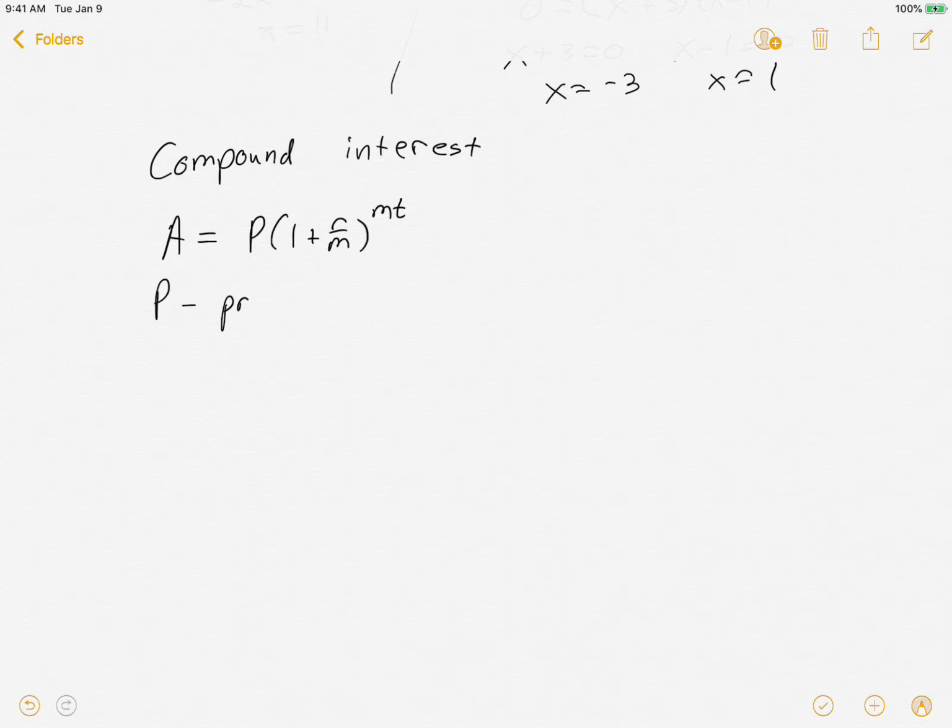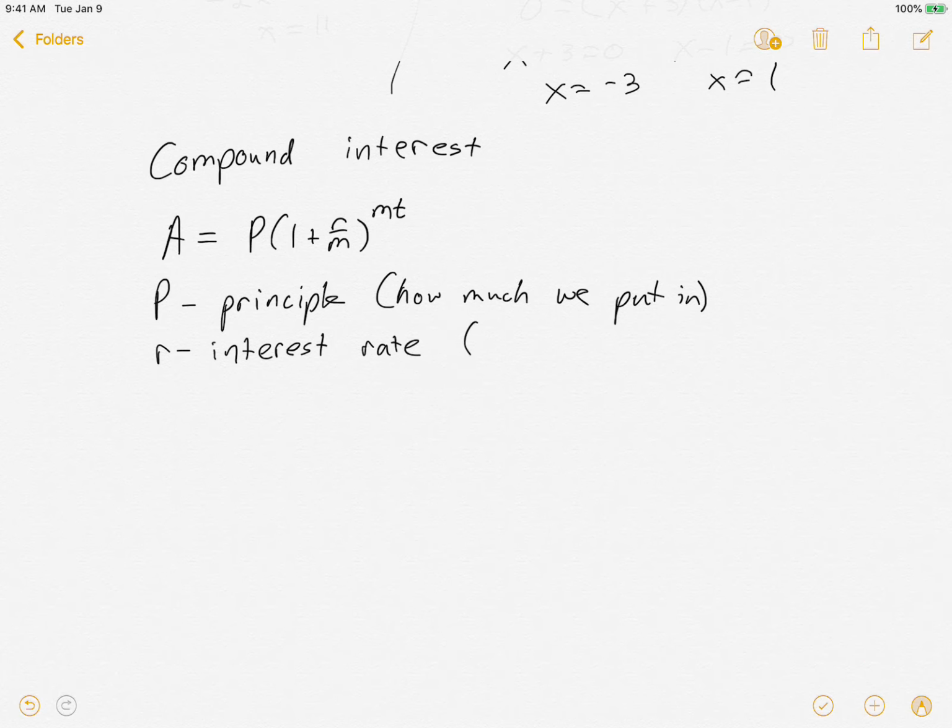P is the principal. This is how much we put in. How much money do you put in to start with? Okay? R is the interest rate. Now this is going to be a percent, but we need to change it to decimal form. So if it's, say 3%, we need to change it to 0.03.